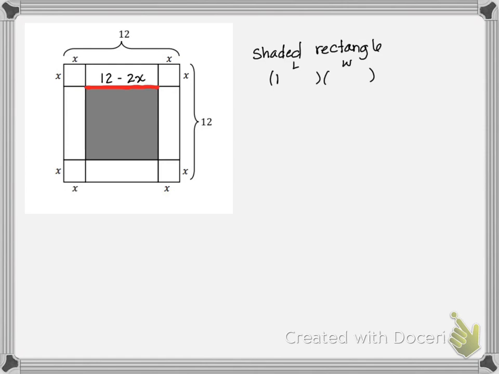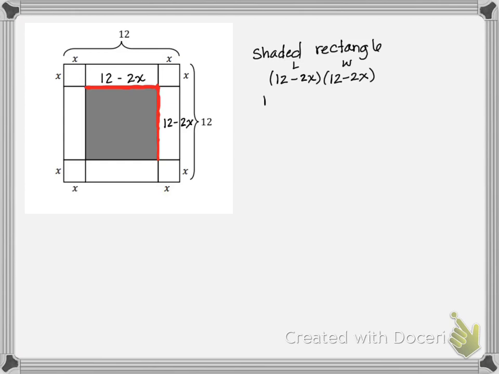So we have 12 minus 2x, and we can kind of see looking at this that it's symmetric, right? That this is actually a square. So this distance is going to be exactly the same. So 12 minus 2x. And then we'll distribute to simplify that.